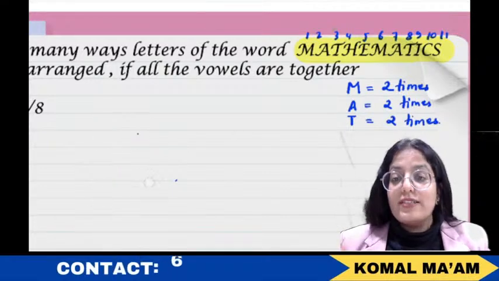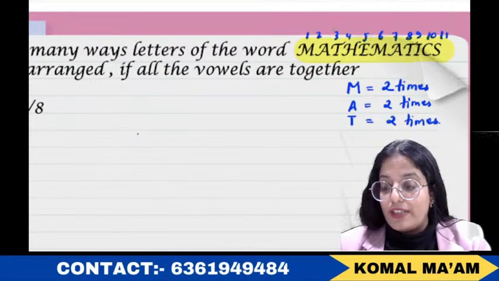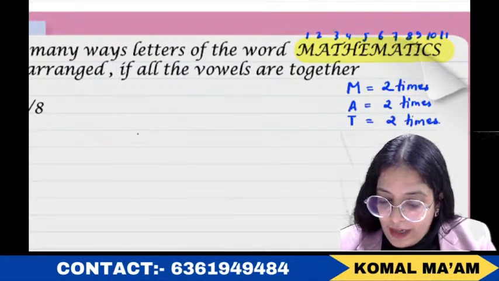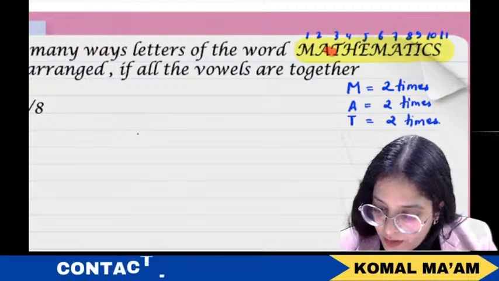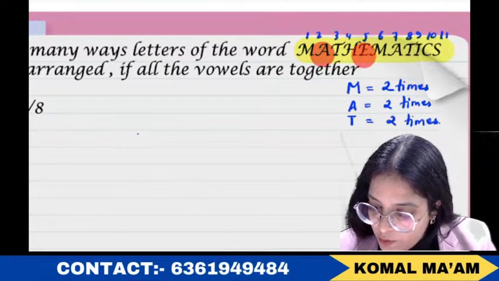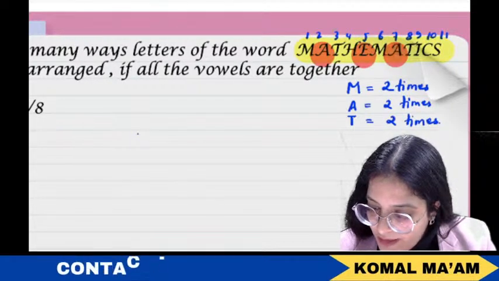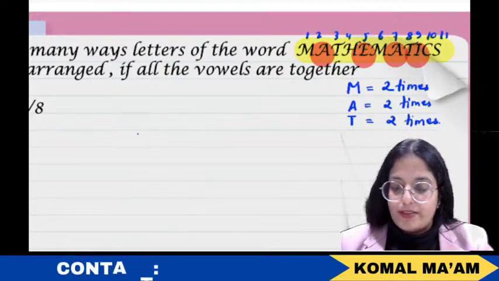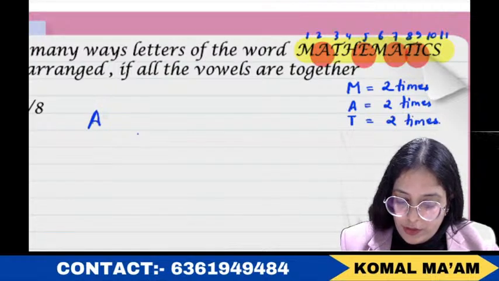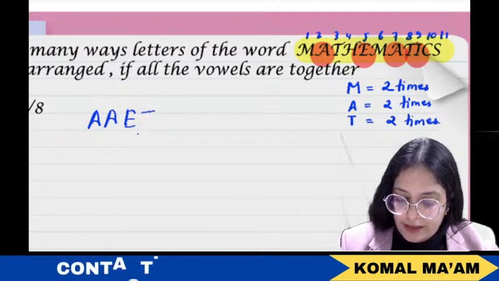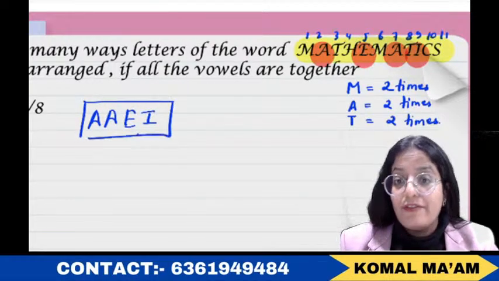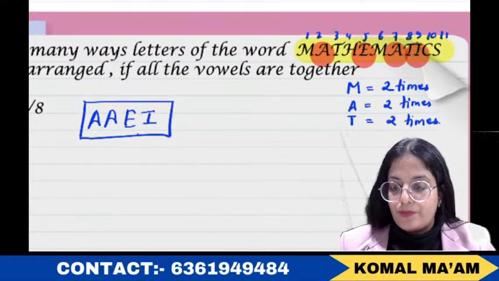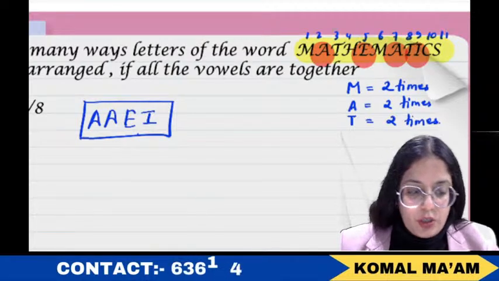Now vowels are together, they are saying. So let's see how many vowels are there. How many vowels are there? We have A as the vowel, E as the vowel, then A as the vowel, and then I as the vowel. So we have 4 vowels together in which A is coming twice. So what do they want? They want vowels to be together. A, E, I. They want to be together, but they haven't said that order should be this. They haven't said this. Order could be anything.